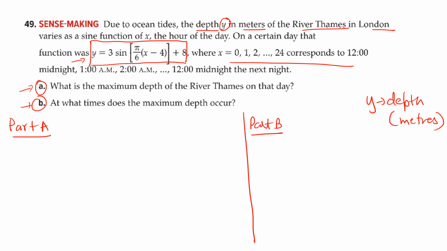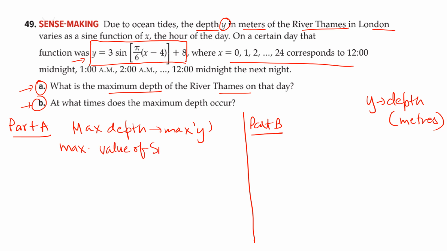So in part A, what is the maximum depth of the river Thames? That means we need to find y. What is the maximum value of y? And I hope you know that to find the maximum depth or the maximum value of y, we need to plug in the maximum value of the sine function. It's a sine function. So remember and revise and recall what is the maximum value of sine.